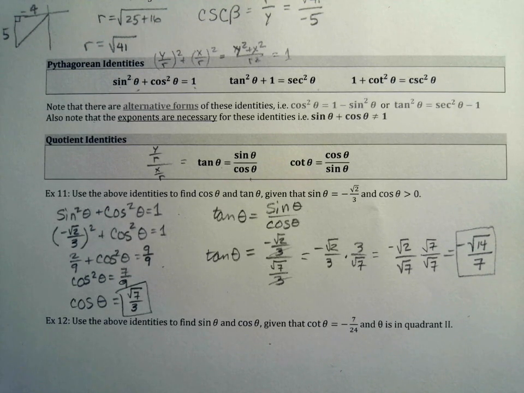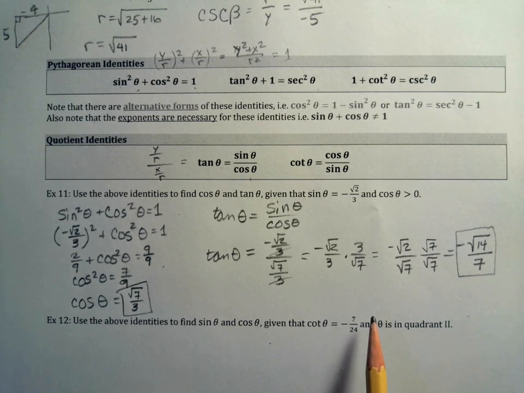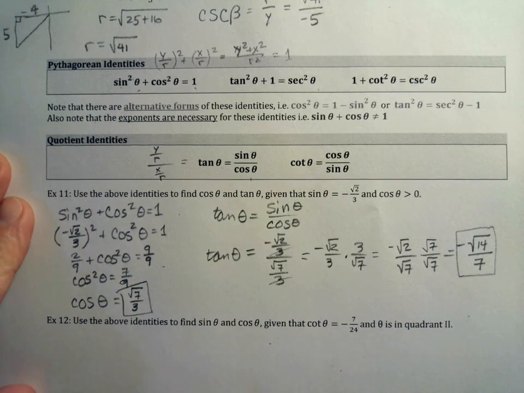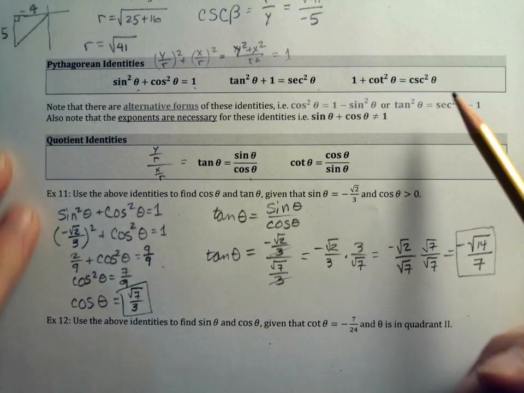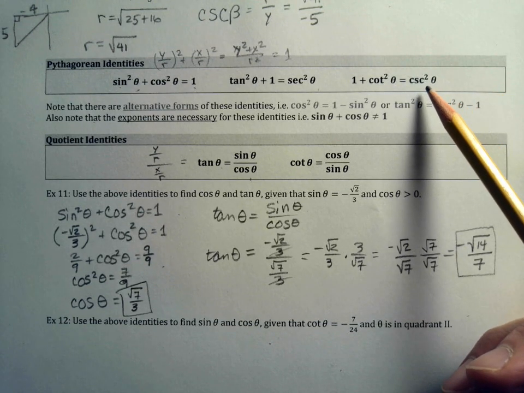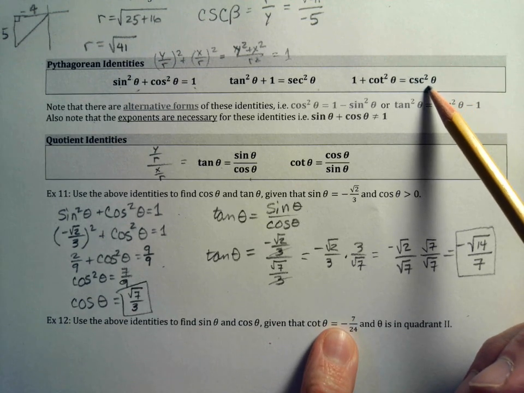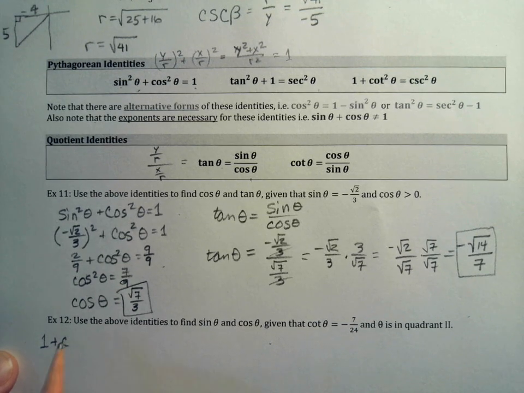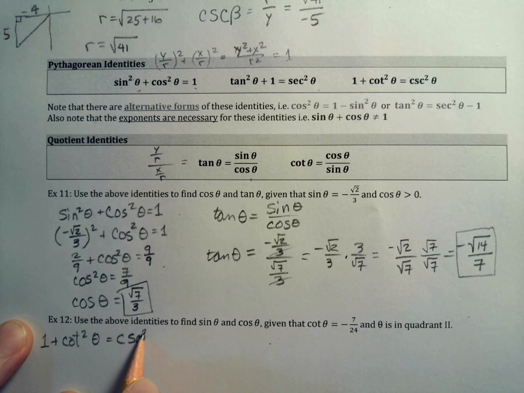Use the above identities to find the sine theta and cosine theta, given that the cotangent theta is equal to negative 7 over 24. So I guess I would think about using this identity. We're given cotangent, so why not use this identity? Let's just try that. So we have 1 plus the cotangent, well, let me write it out first, so you can clearly see what identity I'm using: 1 plus cotangent squared theta equals cosecant squared theta.